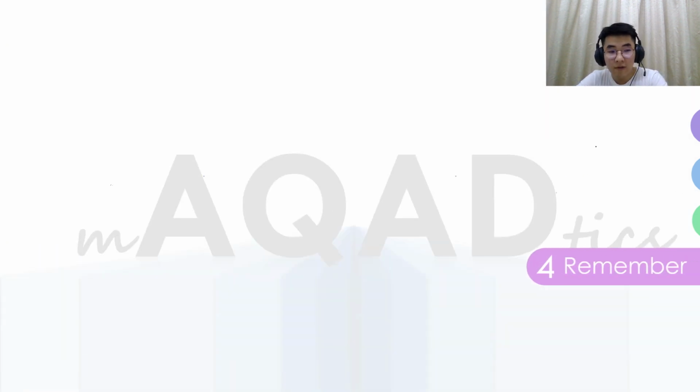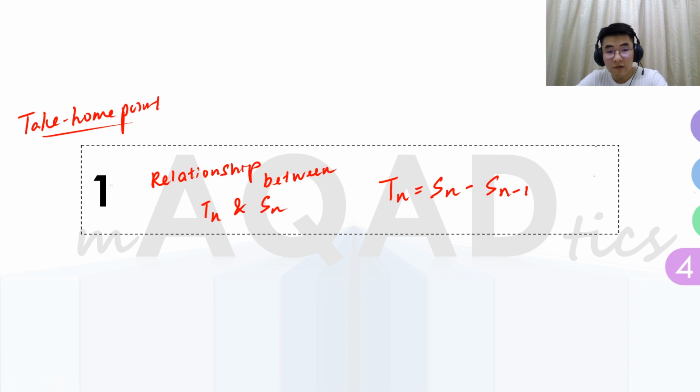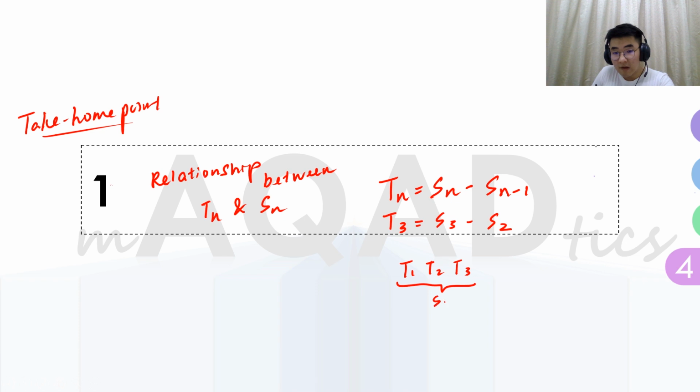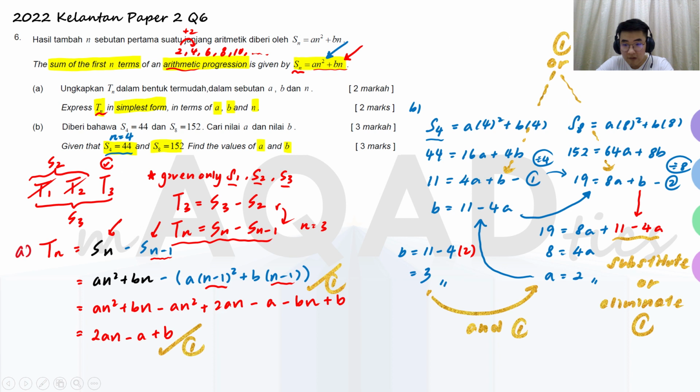So the take-home point for this video would be the relationship between Tn and Sn. So this is our equation. For example, T3 would be equal to S3 minus S2. First, we consider the sum of all these terms, which is S3, and we minus out the sum of the terms that we don't want, which is T1 and T2, which is S2. So S3 minus S2, you will get T3. And here's the answer scheme for this question, and hopefully you have learned something new from this video.